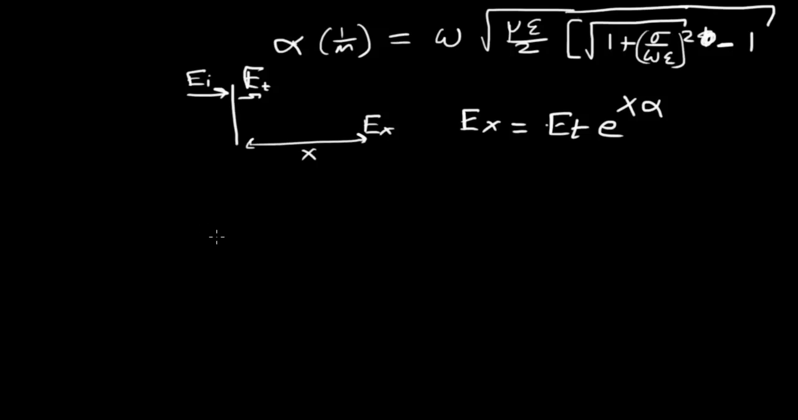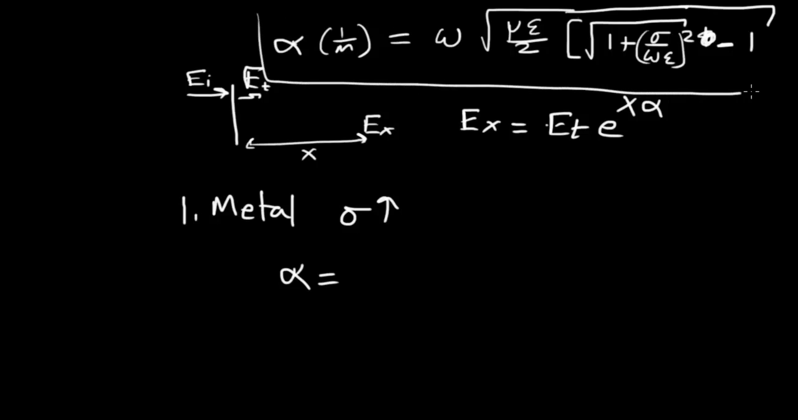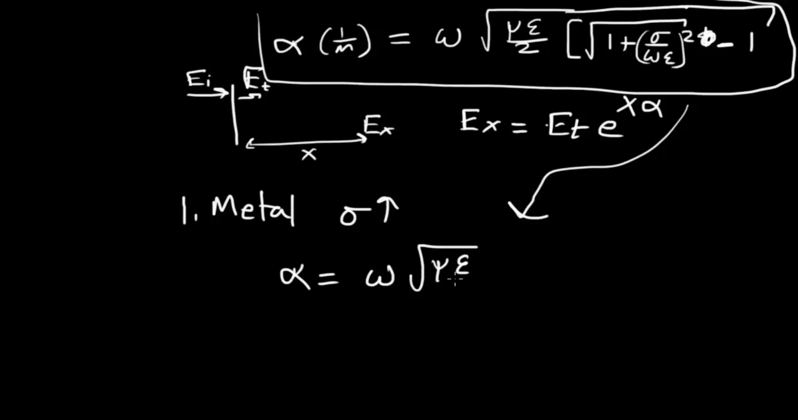Continuing to unpack this expression of attenuation constant alpha, let's look at the case where we have a metal. What is the case where we have a metal? Well, we know in a metal that the conductivity is going to be very high. In that case, the attenuation constant, this expression up here, let's look at it down here, is going to be omega times mu epsilon over 2.